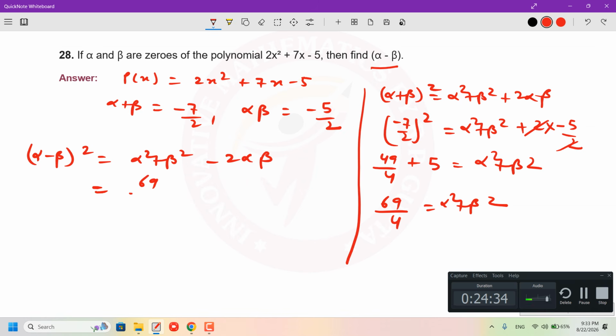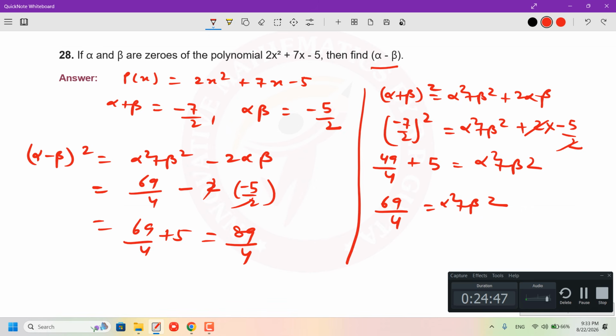So 69 by 4 minus 2 into alpha into beta, which is minus 5 by 2. So again 69 by 4 plus 5. So 5 fours are 20, that is 89 by 4. Alpha minus beta whole square is 89 by 4. So alpha minus beta equals under root 89 by 4, so root 89 by 2. This is your answer.